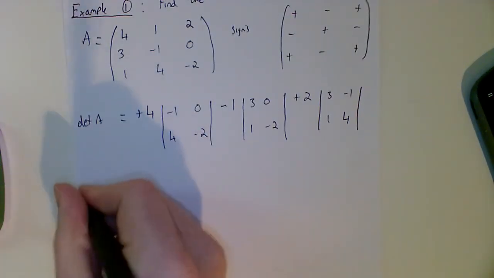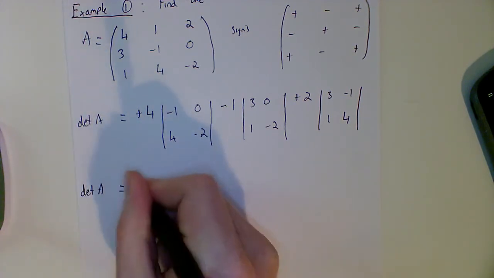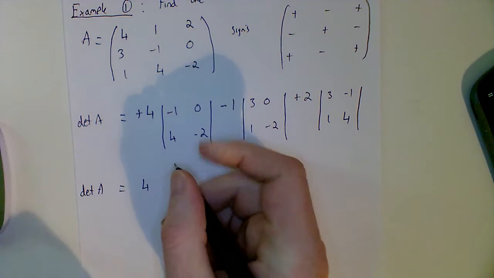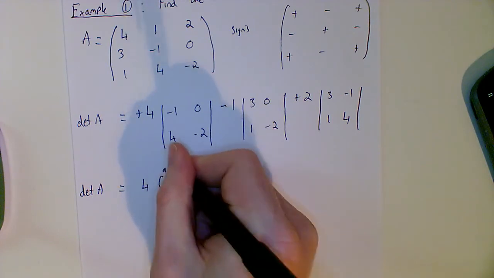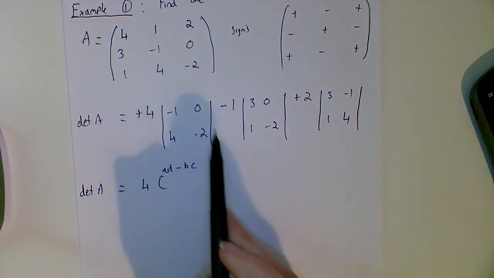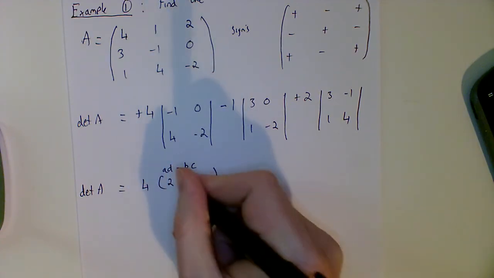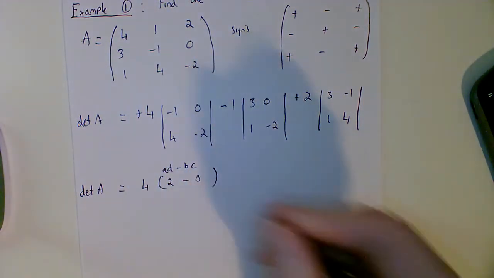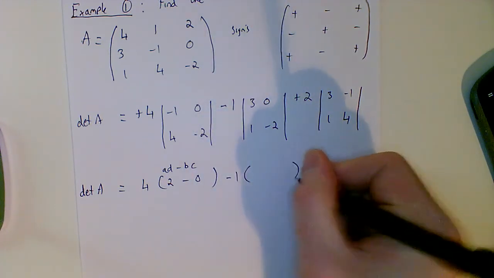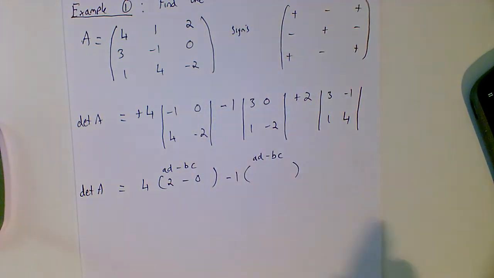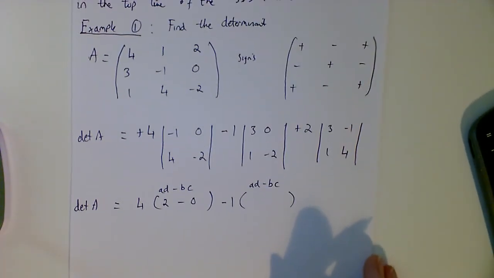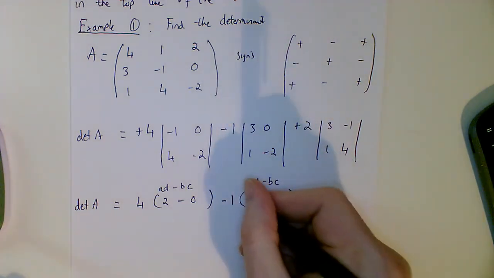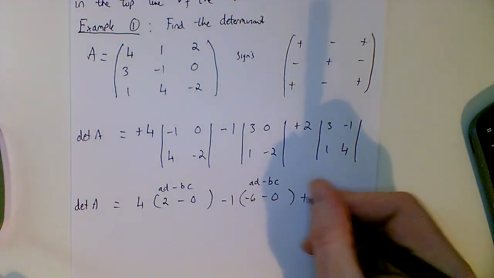Right, so that's 4. And again, all we're doing is AD take away BC. So negative 1 multiplied by negative 2 is 2, take away 0 times 4, which is 0. Then take away 1, again AD subtract BC. So 3 times negative 2 is negative 6, take away 0.